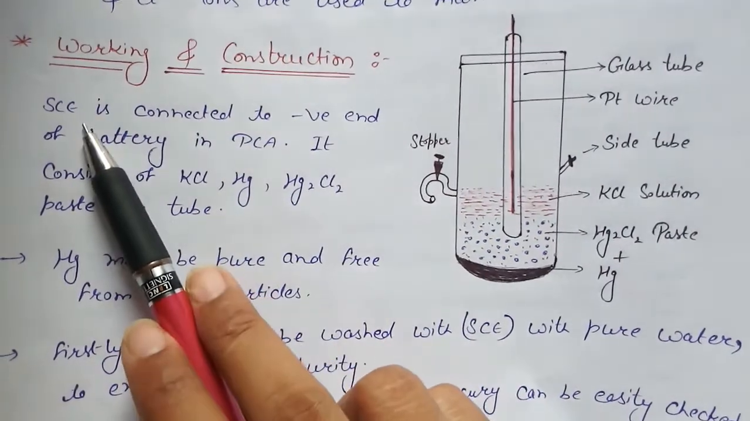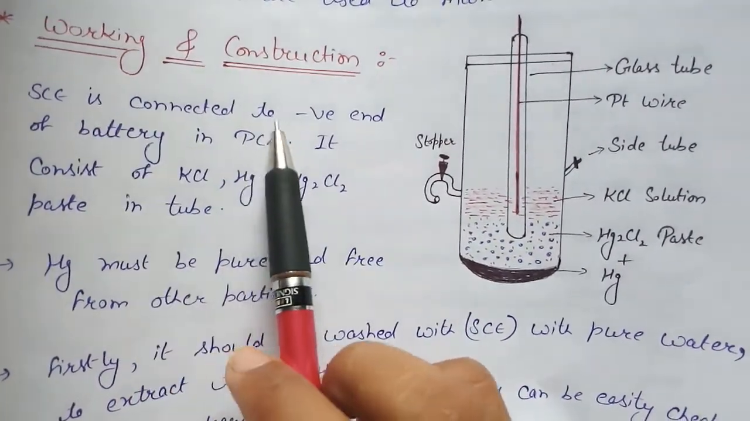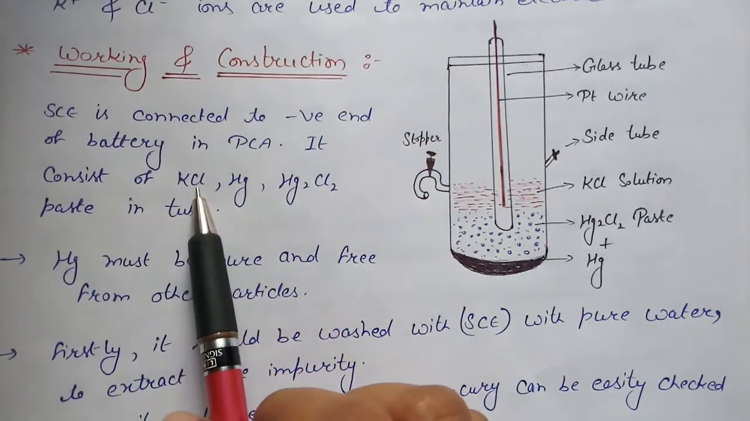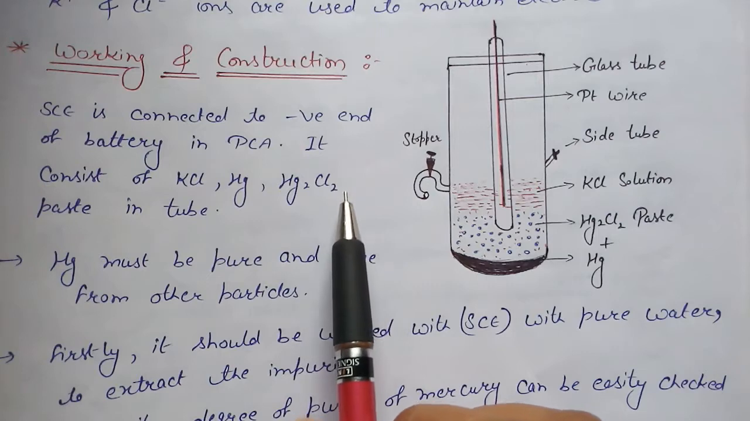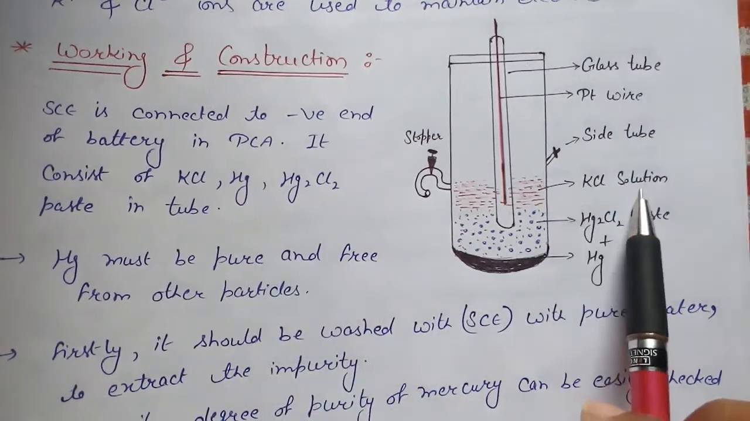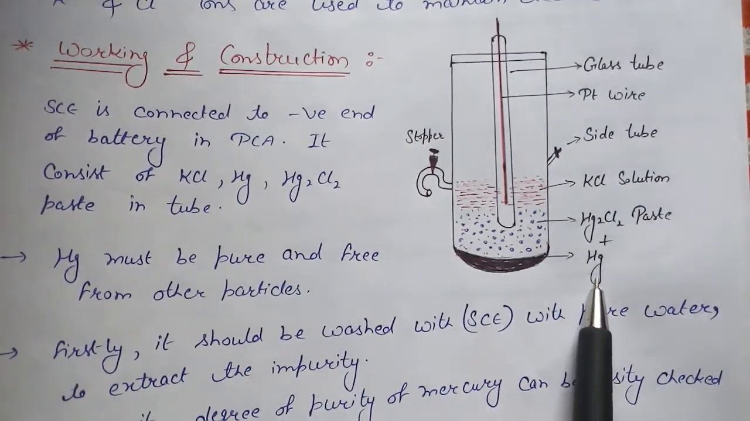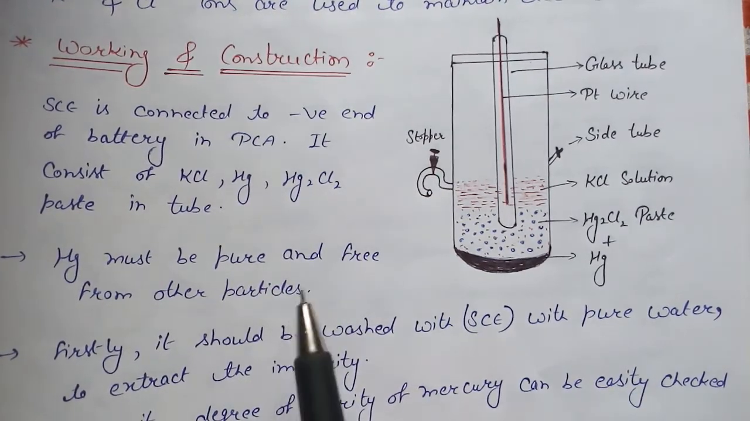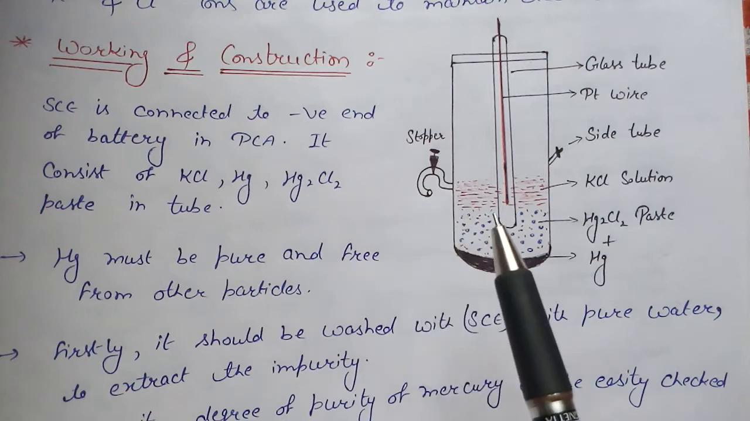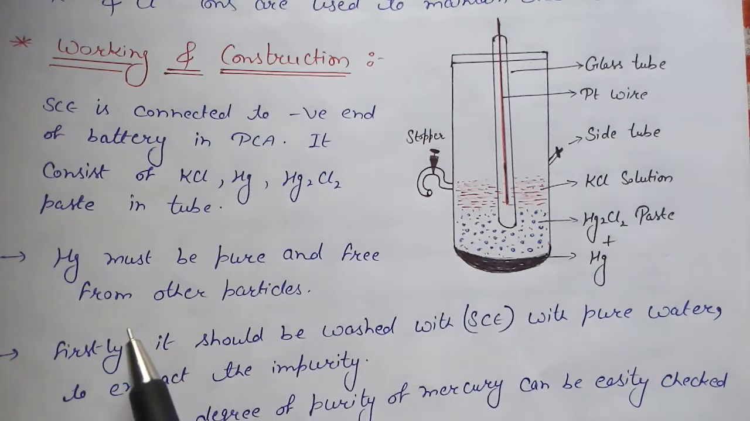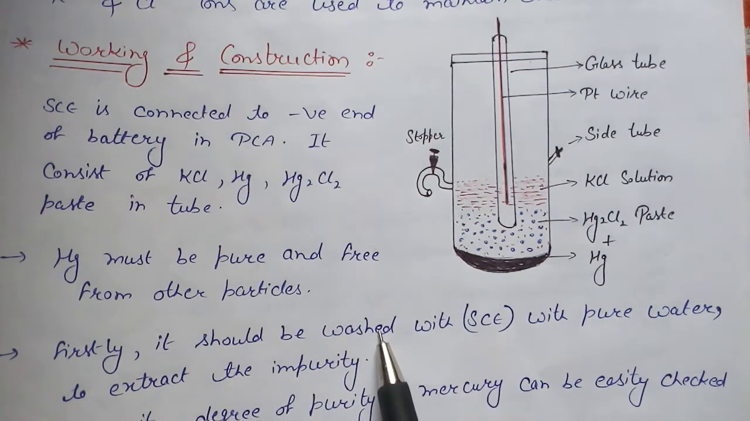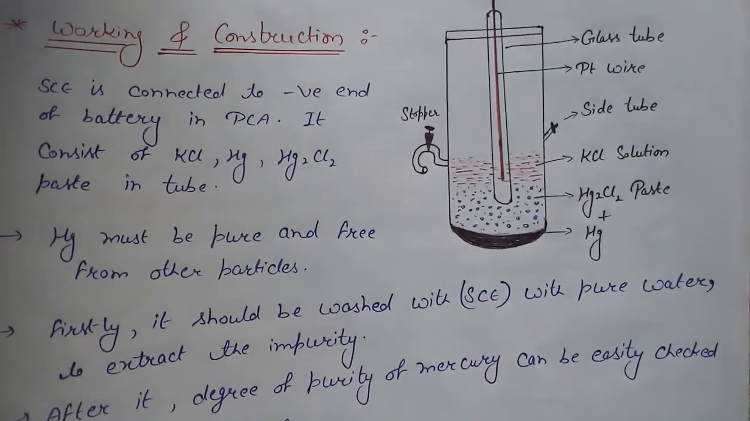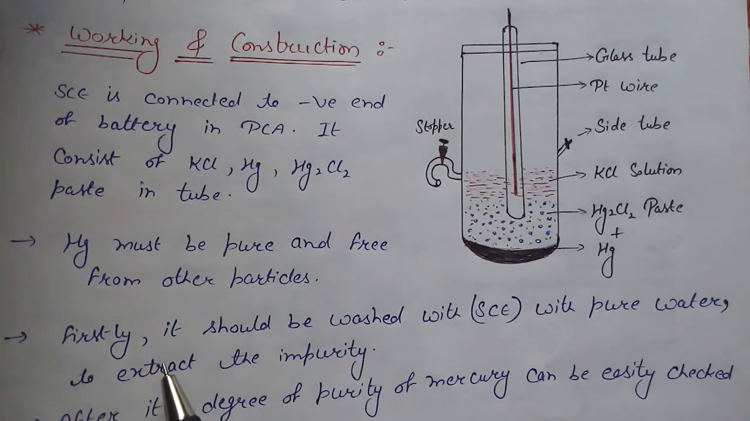Okay, so let's start. What is the working? Saturated calomel electrode is connected to the negative end of the battery in PCA. It consists of potassium chloride, mercury and mercurous chloride paste in a tube, right? Potassium chloride, mercurous chloride and mercury. Mercury must be pure and free from other particles. It should be pure. It's compulsory, right? Firstly, it should be washed with pure water to remove the impurities.